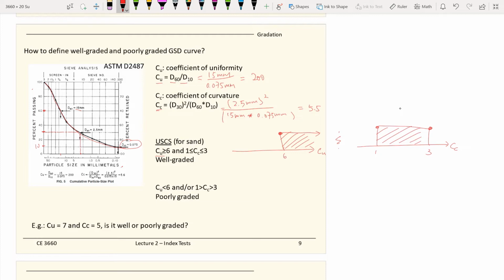For our example that we just worked through, we calculated C sub U as 200, so you fulfill the first case. But C sub C is 5.5, which is not between 1 and 3, so it doesn't fulfill the requirement for C sub C. This is not well graded, it is poorly graded, because in order to be well graded you need to fulfill both conditions.